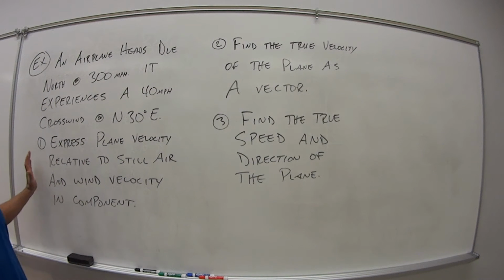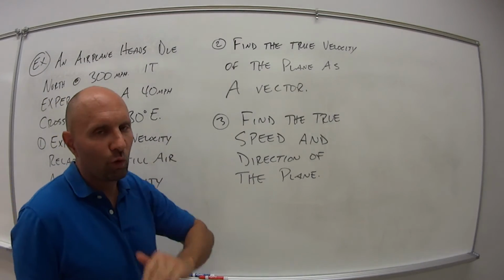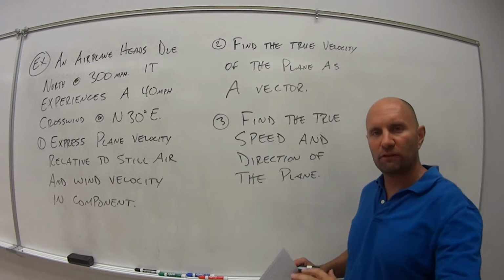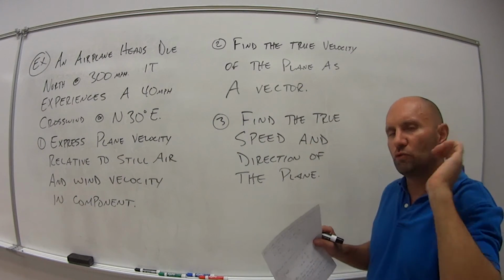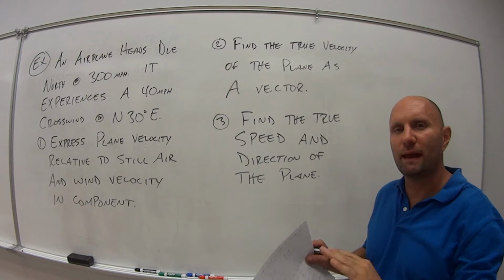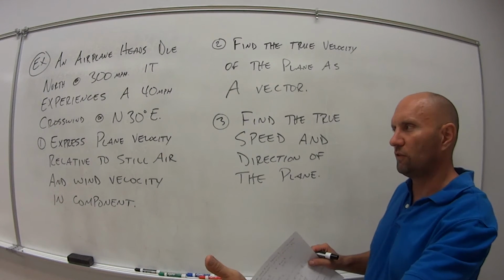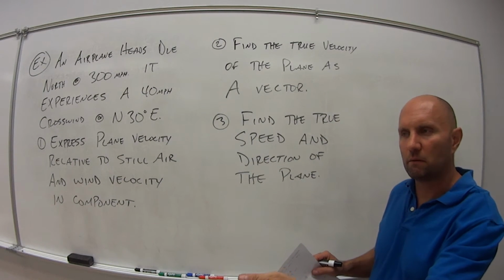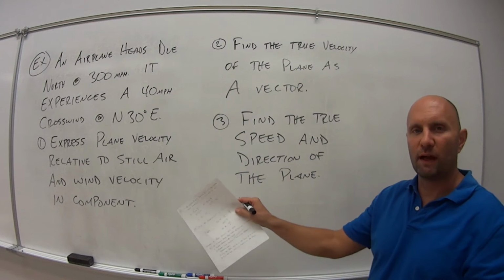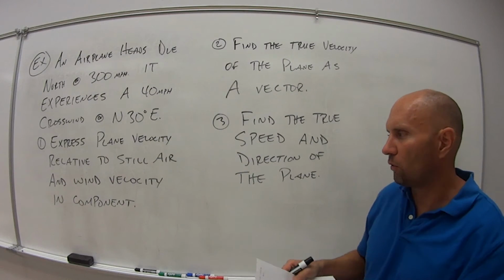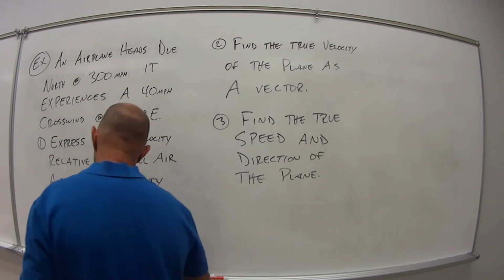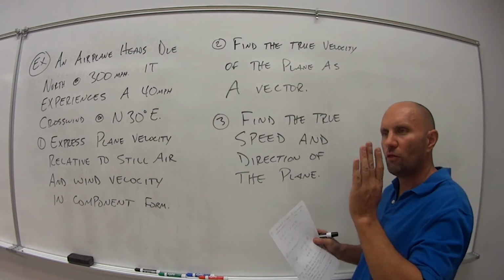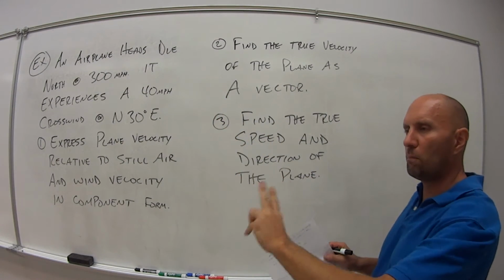So let's think about what these 3 pieces are asking. First, we want to express the plane velocity relative to still air. That's saying that if this plane was just flying in a vacuum, with no headwind, no tailwind, no side wind, crosswind, anything, what is the velocity of this plane? The second part is the wind velocity in component form. Sorry, I should have written component form here. So the wind by itself. So we're finding both separate pieces.